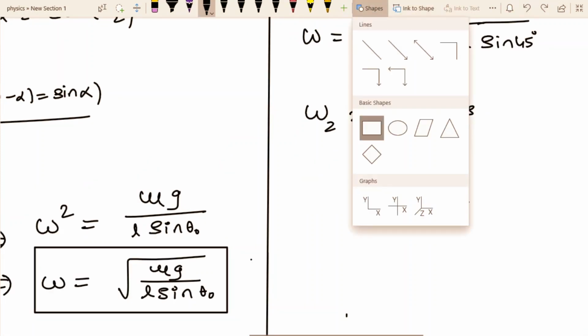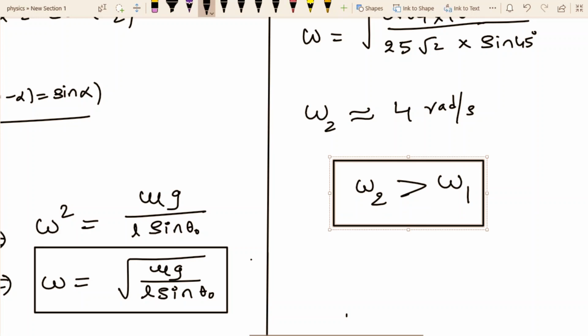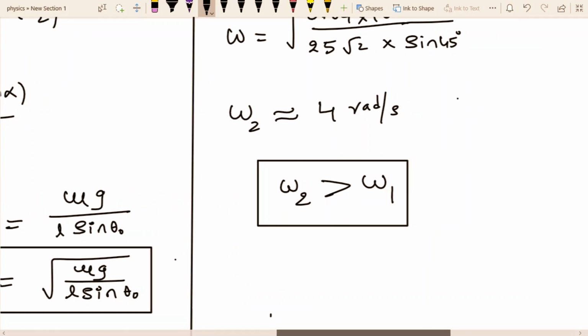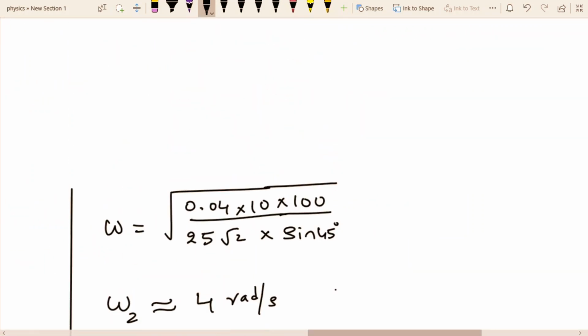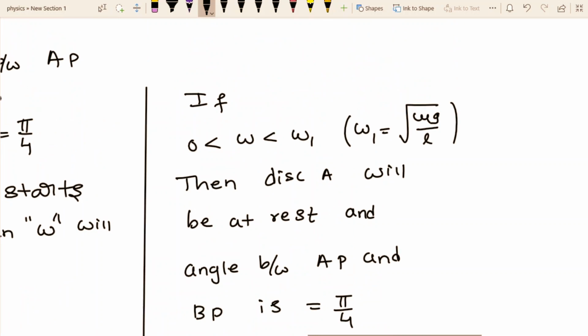That means the disk A will slide first. The disk A will slide first. Next, the disk B will slide. So we have to analyze the case carefully here.